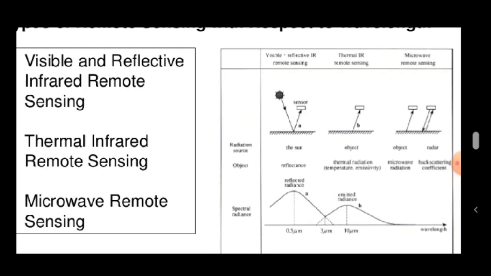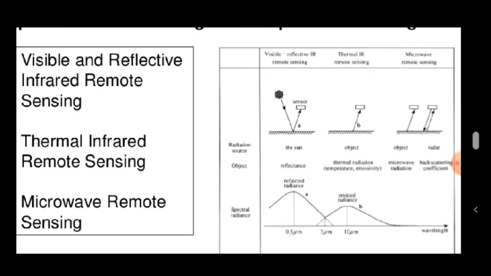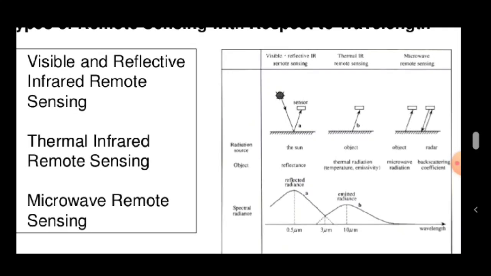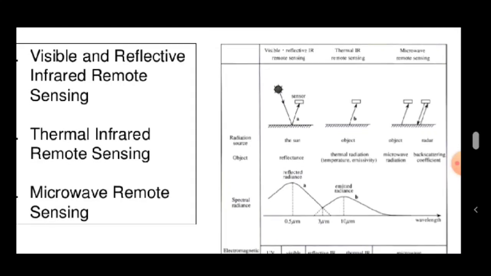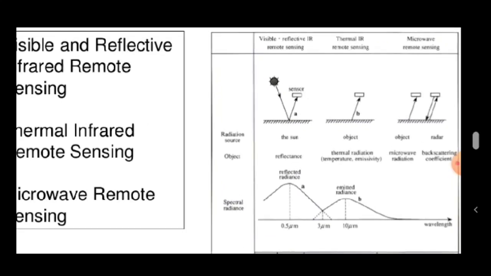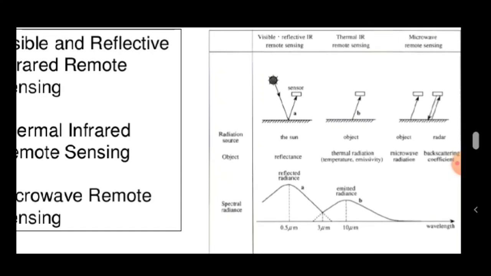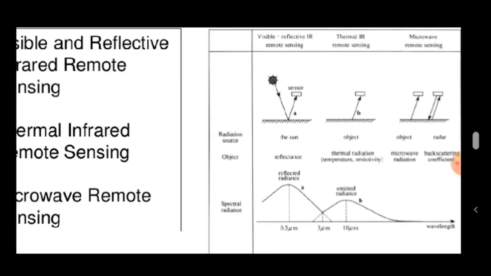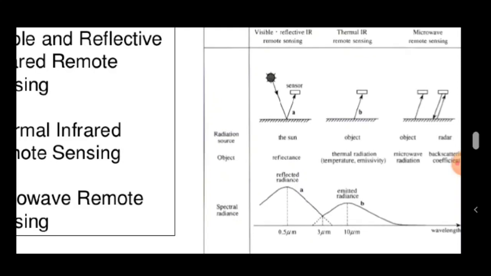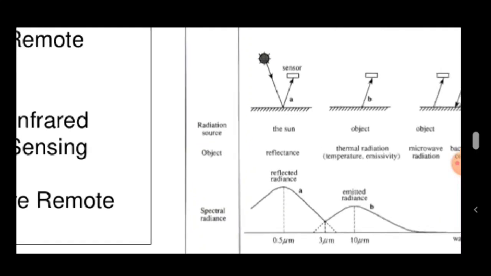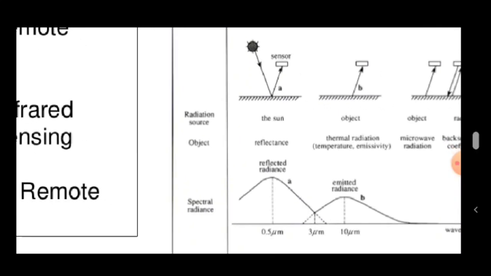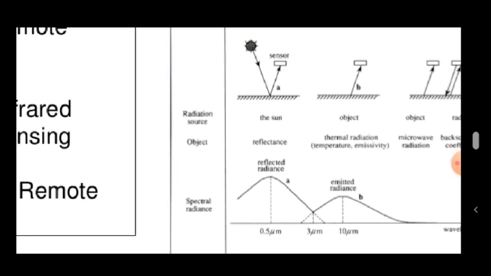Let's first talk about visible optical remote sensing. There's a source and a sensor, and the radiation source is the sun, always the sun when it comes to optical remote sensing. The object is the surface that reflects, which we call reflectance. The spectral radiance is the reflected radiance, so it varies with the wavelength.